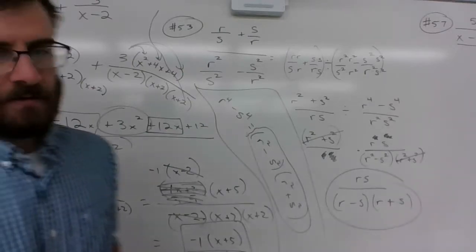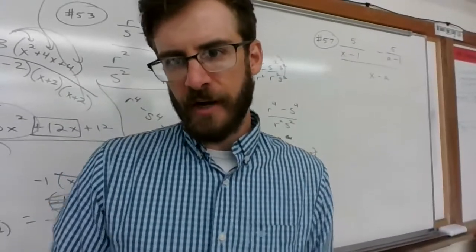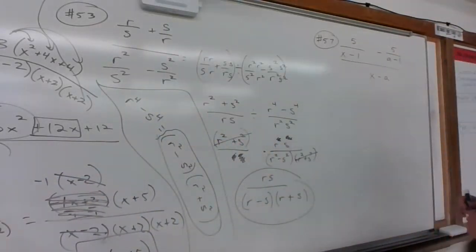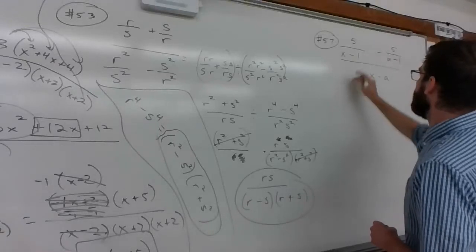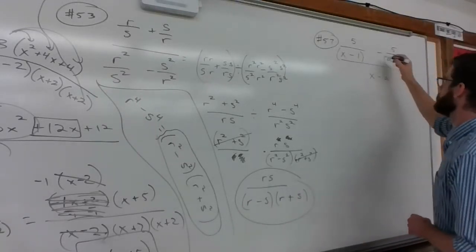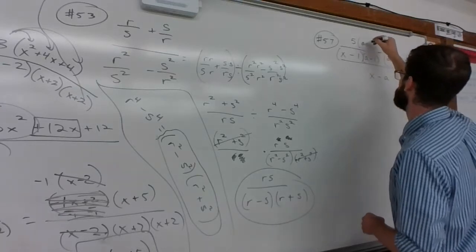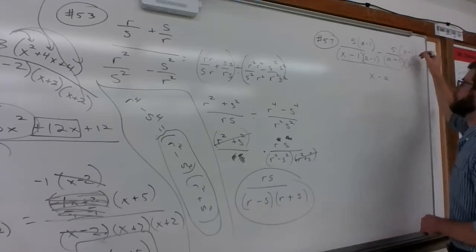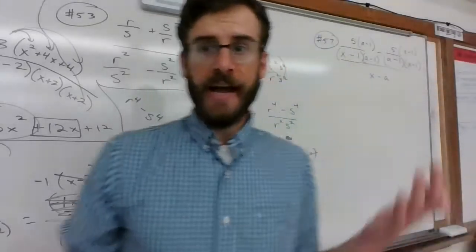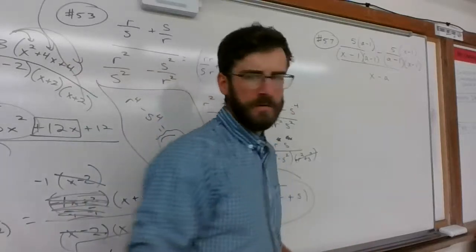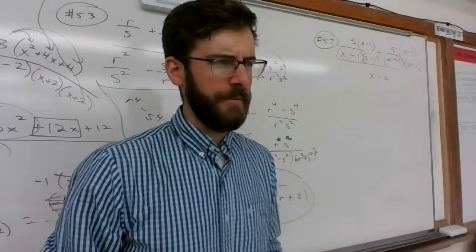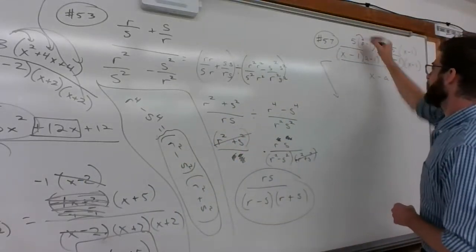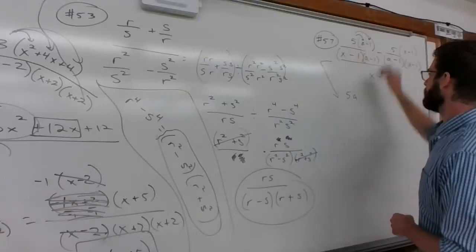All right, let's look at 57 and see what we've got here. 5 over x, okay. I'm going to find a common denominator on top. We're just making sure that the numerator has a common denominator. Ooh, that's a weird statement. The numerator has a common denominator. So you get 5a minus 5.